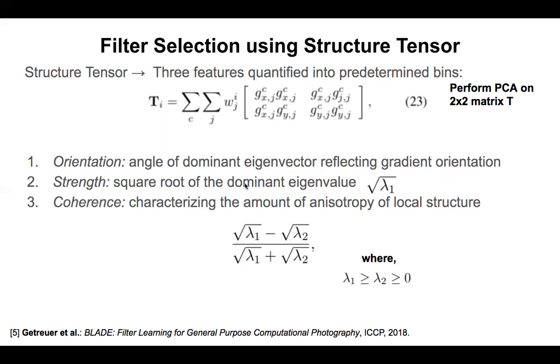Orientation essentially reflects the gradient orientation. Strength is the magnitude of the gradient, and coherence is essentially a metric of the anisotropy of the local structure. So these orientation, strength, and coherence are going to be continuous variables, and then we are going to quantize them into predetermined bins.